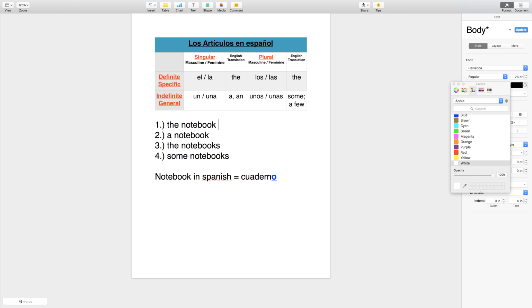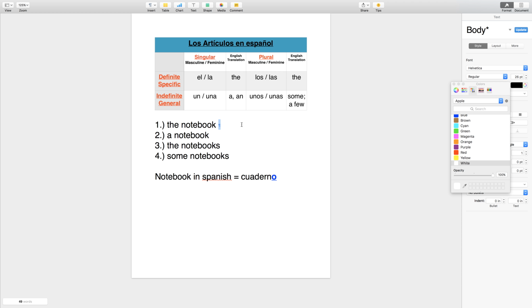So for the notebook, we have to first determine if this word is masculine or feminine. We know cuaderno ends with an O. And this isn't always the case, but the majority of the time, if a noun or a word ends with an O, it's probably going to be masculine. And if a word ends with A, it's probably most of the time going to be feminine. There are some times that it's not the case, but the majority of the time that is the case.